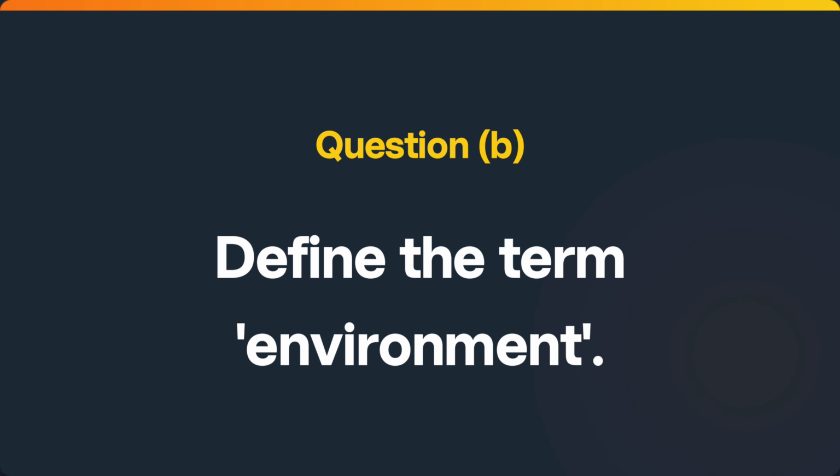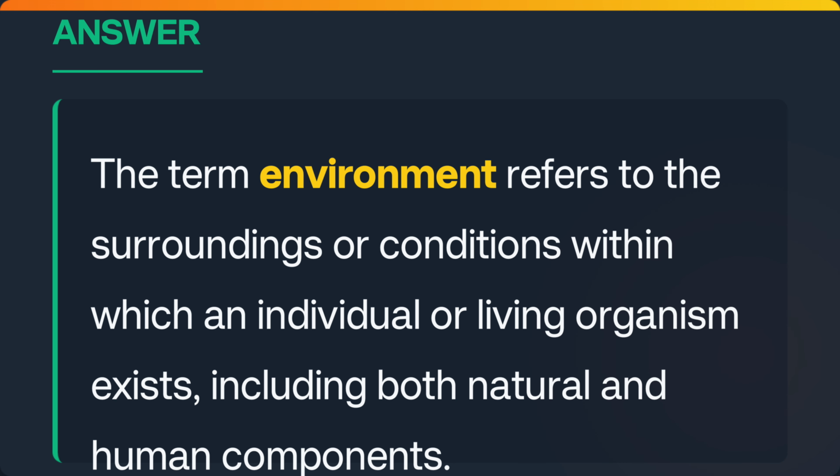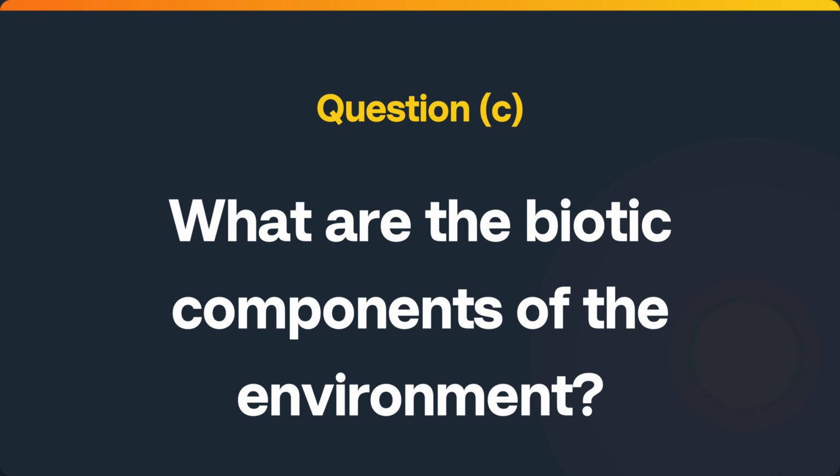Question B. Define the term environment. The answer to this question is as follows. Answer. The term environment refers to the surroundings or conditions within which an individual or living organism exists, including both natural and human components. Environment includes both living and non-living things. Keeping this in mind, let's look at our next question.